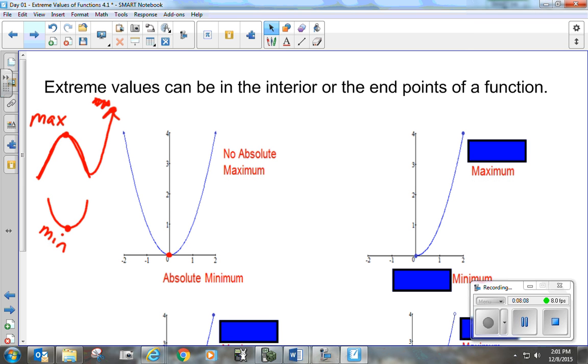Think it's a maximum? Yes, because it's an endpoint there. It stops right there. It's the highest point. You think there's a minimum here? Yes, this is an endpoint. Bam. It has an absolute max and min.